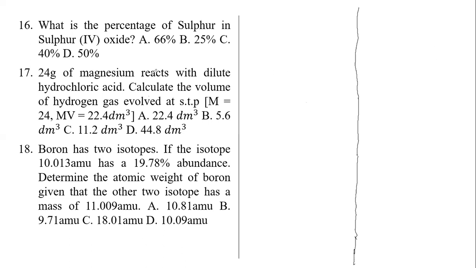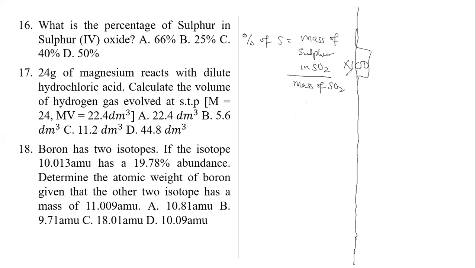Question number 16. What is the percentage of sulfur in sulfur IV oxide? Now, this is a very simple question, but a very common question. The percentage of an element in a compound. So the percentage of sulfur is going to be mass of sulfur in sulfur IV oxide divided by the mass of sulfur IV oxide, times 100.